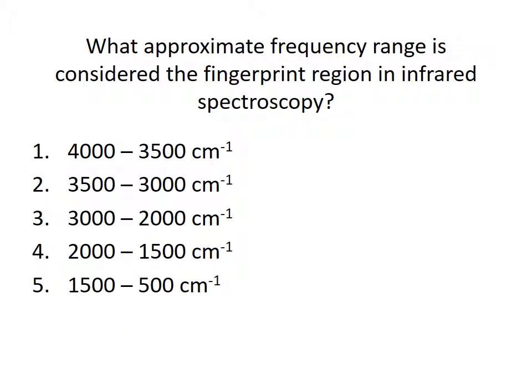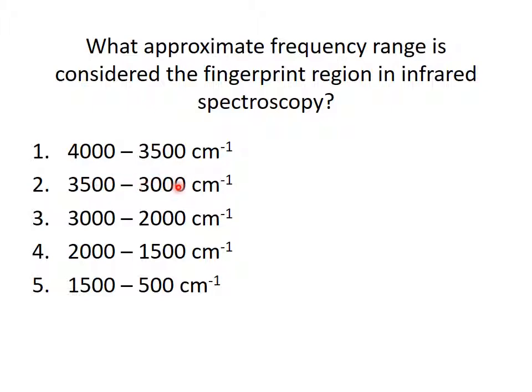Which of these frequency ranges is considered the fingerprint region? Well, this right here is the region just above the oxygen-hydrogen bond. This is really very high, and it's unusual to find much in that range, except for maybe the broadness of an alcohol bringing it into there. Or sometimes you'll find nitrogen-hydrogen bonds up here.